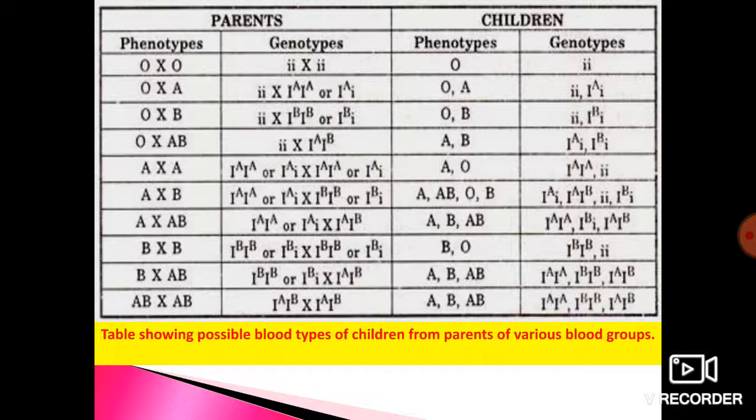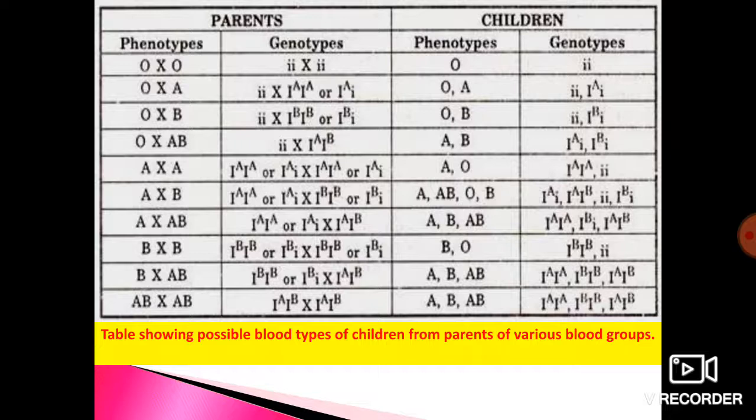We can take any of the cases. Say, for example, we take the last case, where an AB person is married to an AB person. In such a case, if you consider one is the father and the other is the mother, then the father can donate either A or B, and the mother can also donate A or B. It can happen in any of those ways.